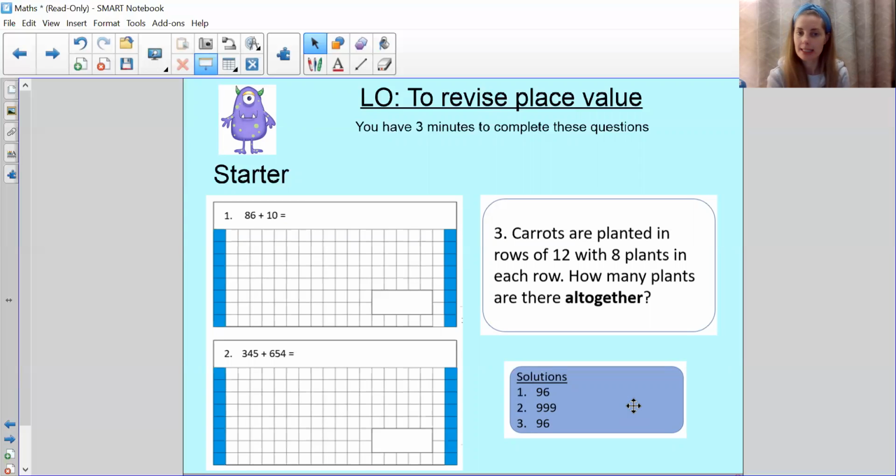Number 2, a straight addition. Again, nice, easy, making sure we line up all our numbers correctly and that we are adding and not subtracting the numbers. And the last one is a bit of a word problem, having a think about what you're having to do with those 2 numbers, and you are multiplying them to give you the answer of 96. So I hope you got 3 out of 3.